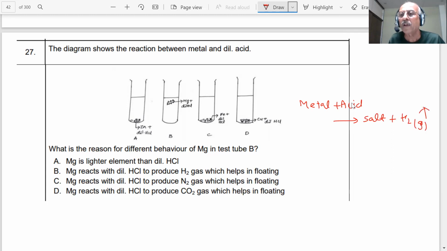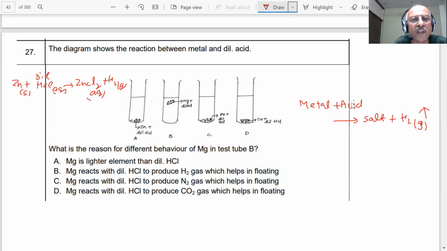And what will happen? Let us see. Here you have zinc plus dilute HCl. Zinc reacts with dilute HCl, student. What is the result? You already know. Aqueous, dilute, solid, you will get ZnCl2 and hydrogen gas, and some amount of zinc is left there. This is my A.